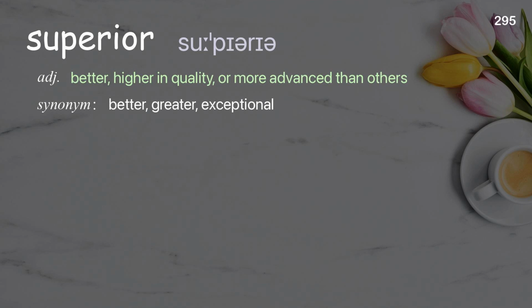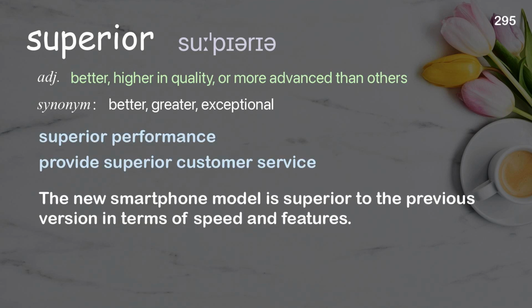Superior. Better, higher in quality, or more advanced than others. Examples: Superior performance. Provide superior customer service. The new smartphone model is superior to the previous version in terms of speed and features.